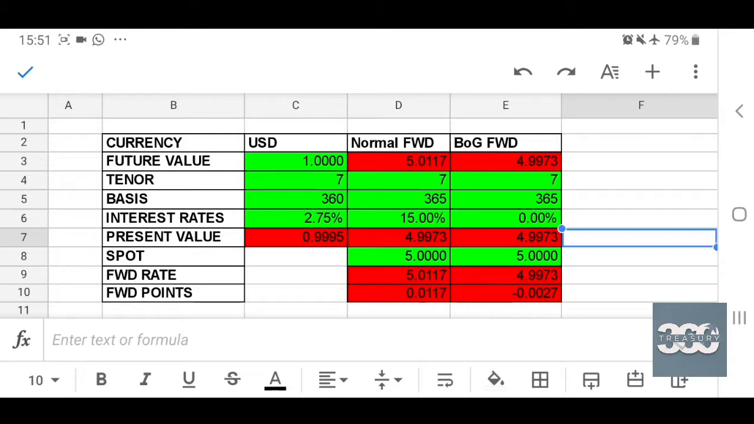Today we'll be discussing part 2 of the BoG FX forward auctions, where we use Excel to compute our bid prices for the BoG FX forward auctions.